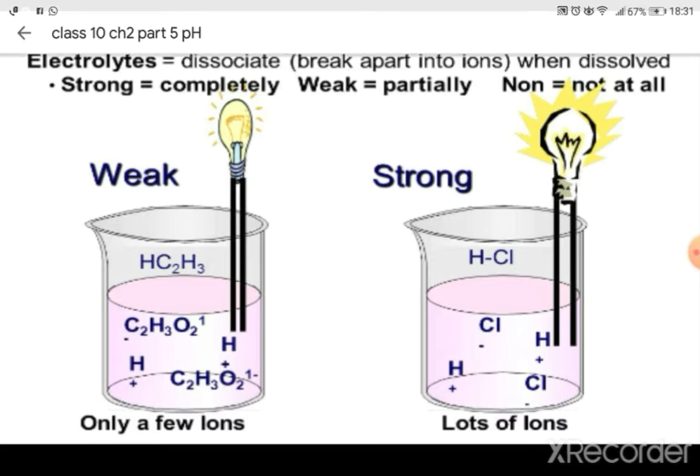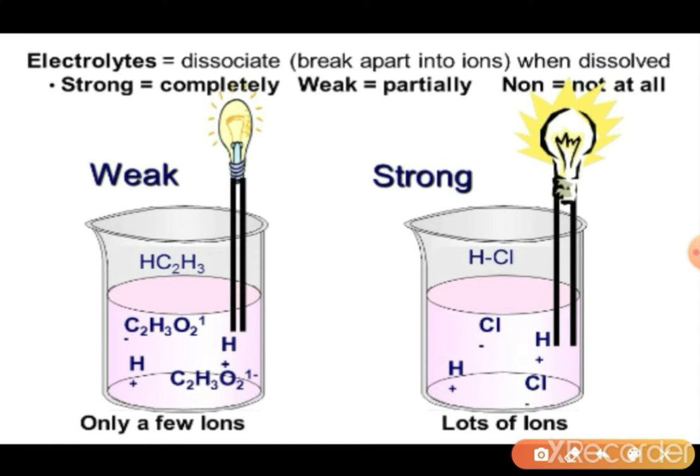Another way is by electrical conductivity. For example, we take a weak acid like acetic acid, CH3COOH, and on the other hand a strong acid, HCl, in the form of solution. Now we put a bulb to it, and we find that the bulb in the weak acid is glowing dimly, and in the strong acid the bulb is glowing very brightly. So the brightness of the bulb shows which is a strong acid and which is a weak acid.